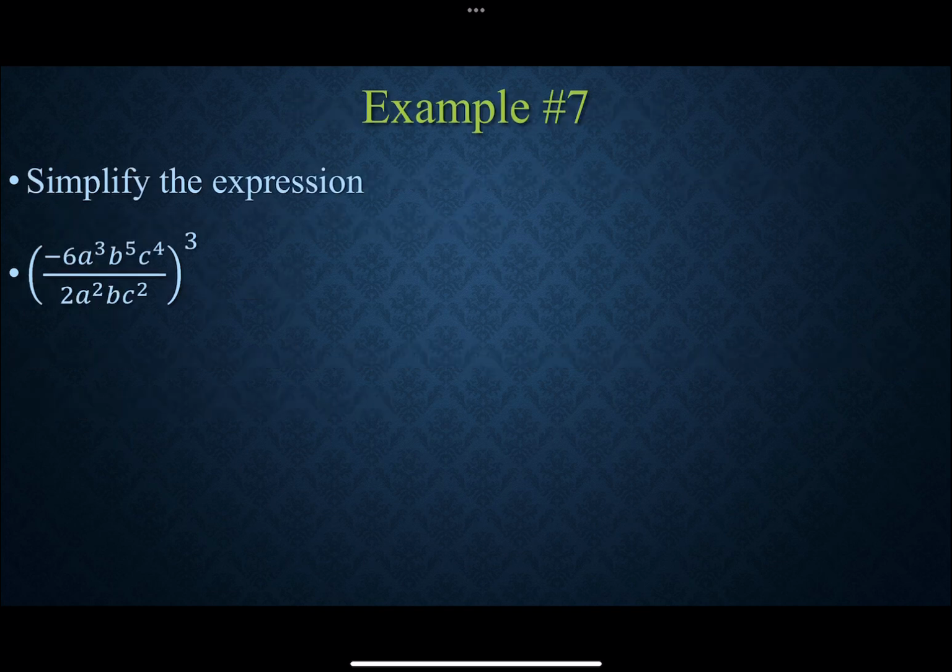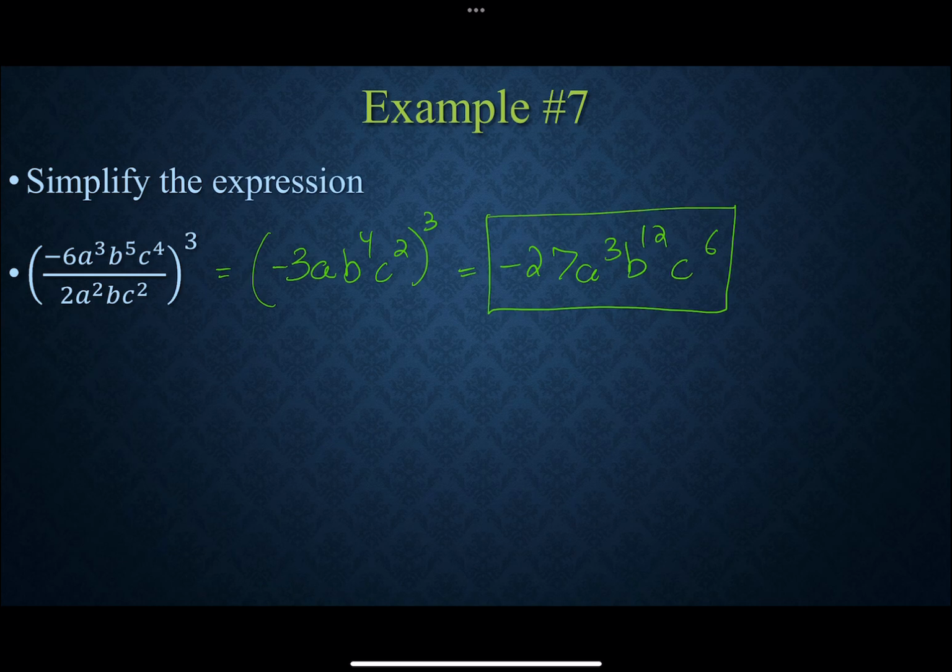So for example, here, I'm going to reduce this whole thing before I cube it. So I'm going to get a negative 3 for negative 6 divided by 2, a to the first, b to the fourth, c squared. Now I cube and I get negative 27 a cubed, b to the 12th, c to the 6th. So you would still get the same answer if you cubed first, but then you'd have a much harder problem to reduce. Always reduce before you raise the exponents.